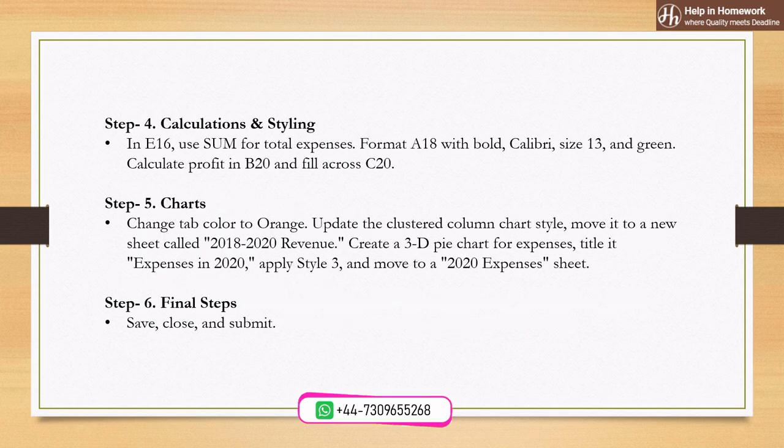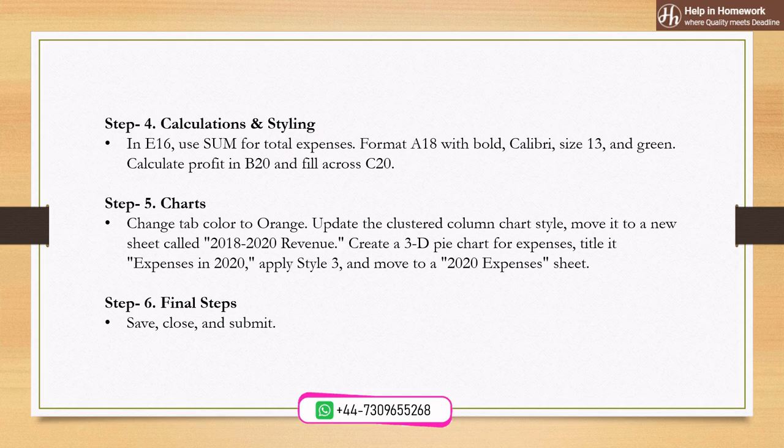Step 4. Calculations and Styling. In E16, use sum for total expenses. Format A18 with bold, Calibri, size 13, and green. Calculate profit in B20 and fill across C20.